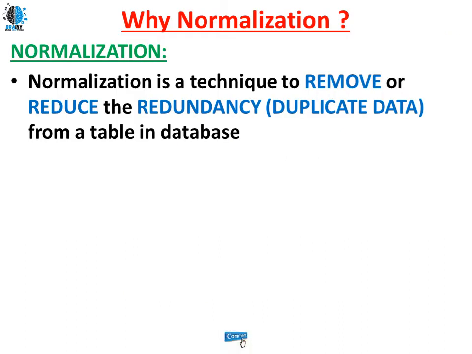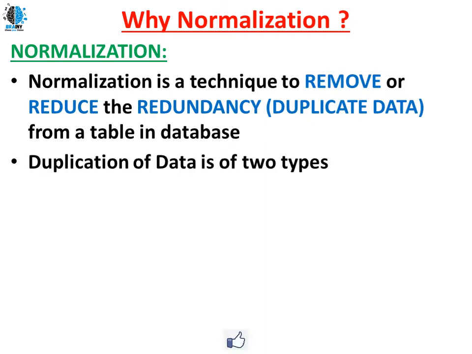Why we need the normalization? Normalization is a technique to remove or reduce the redundancy. It means duplicate data from a table in a database. Normalization is a simple technique by using which we can remove the duplicate data or reduce the duplication of the data in a table of a database. So let's see how many different types of duplication of data exist in a table in database.